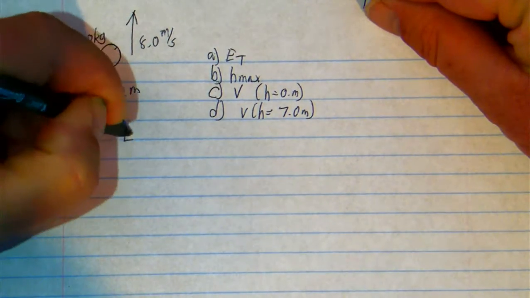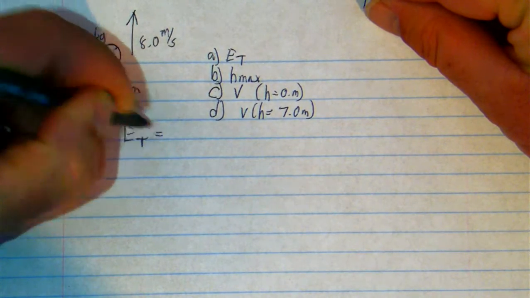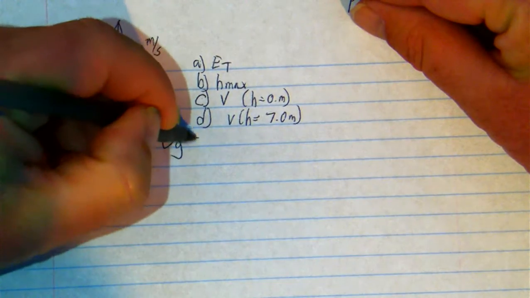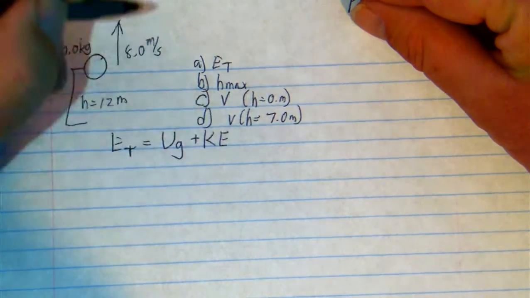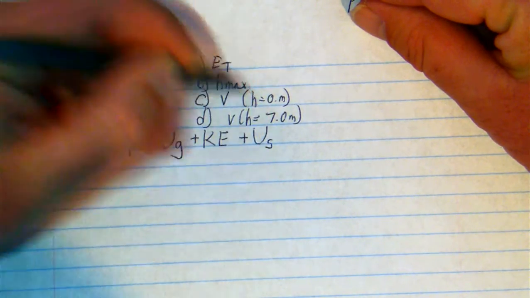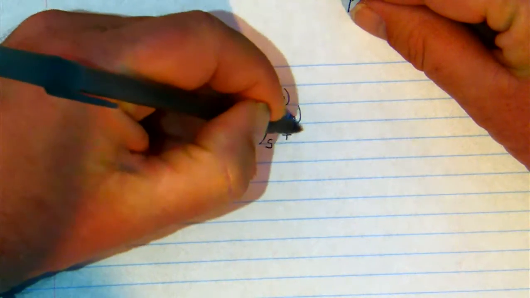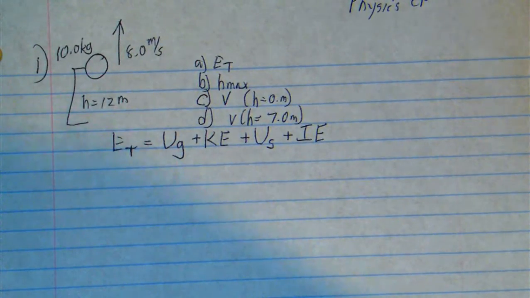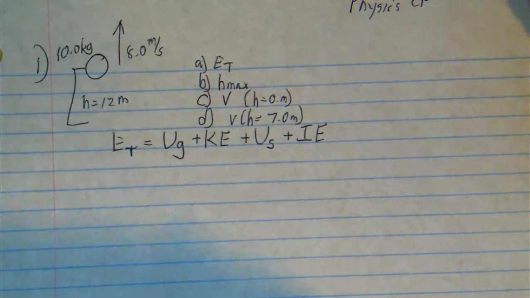Energy can exist in the form of gravitational potential energy. It can exist in the form of kinetic energy. It can exist in the form of spring potential energy. It can exist in the form of internal energy, which is the negative of the work done by friction trying to stop objects from moving.